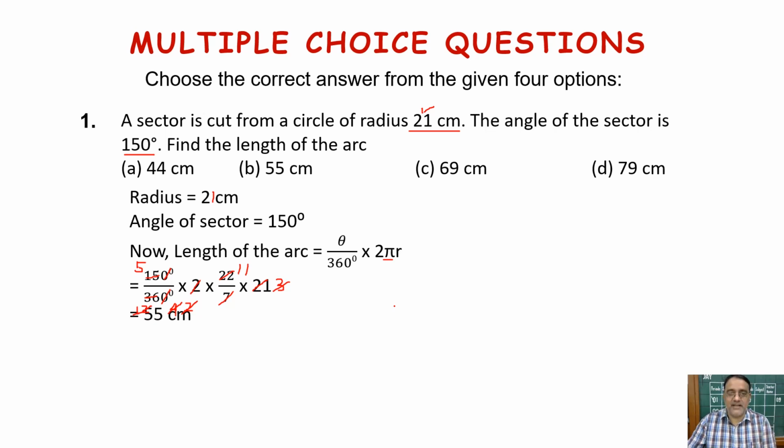So which option is the correct one? Option B. Option B, right. So hence the correct option is B. Now we are moving toward question number 2.